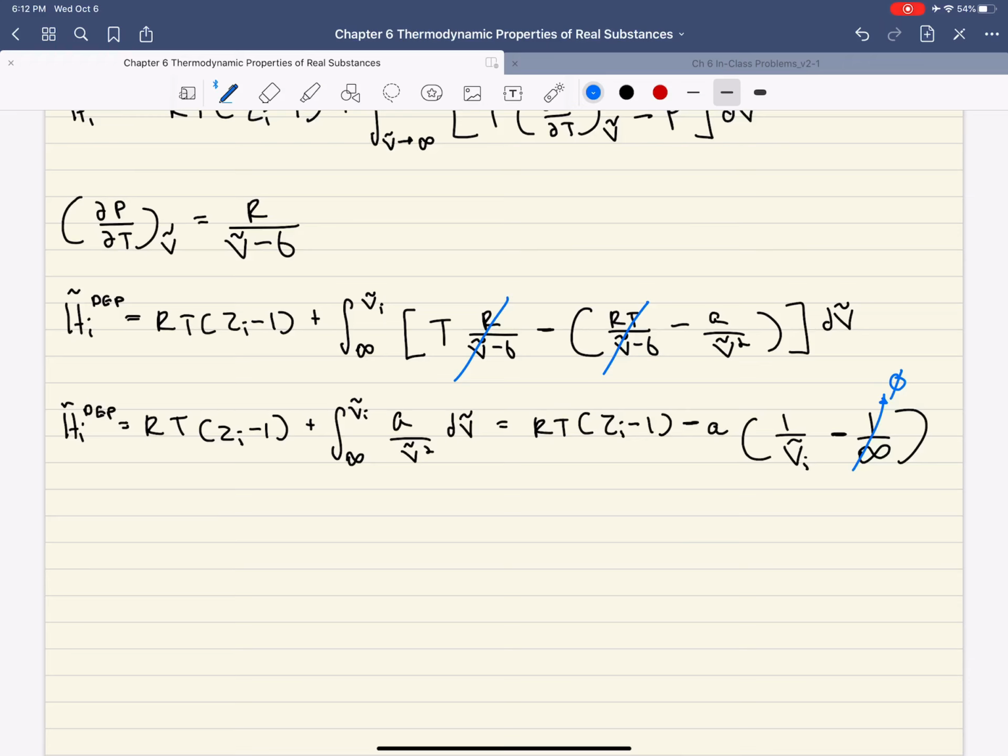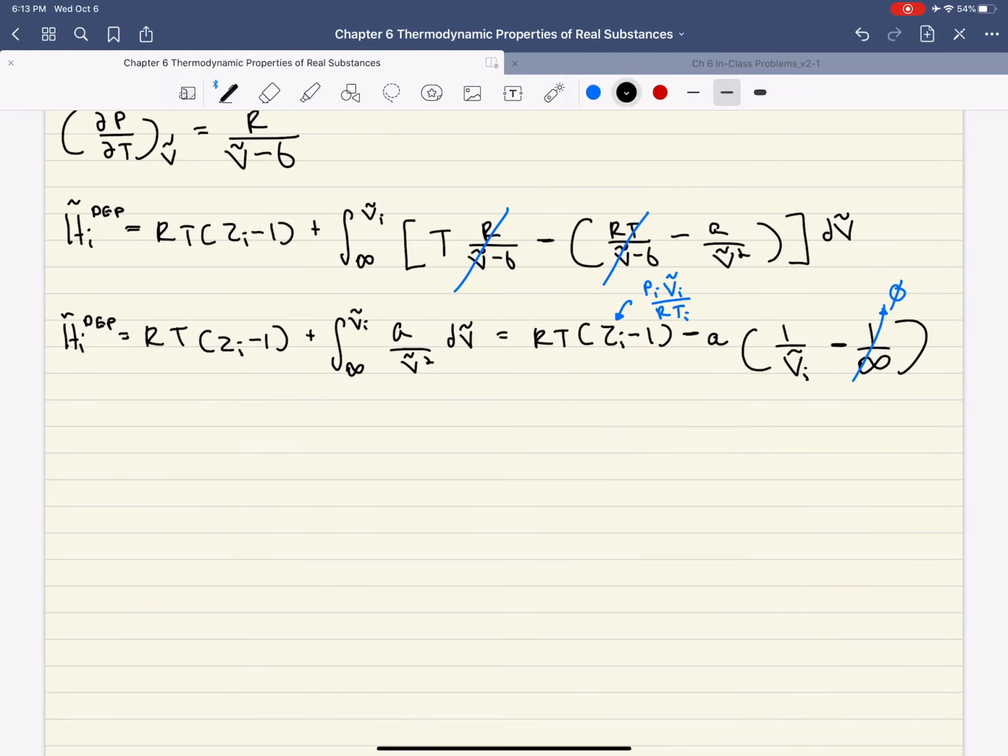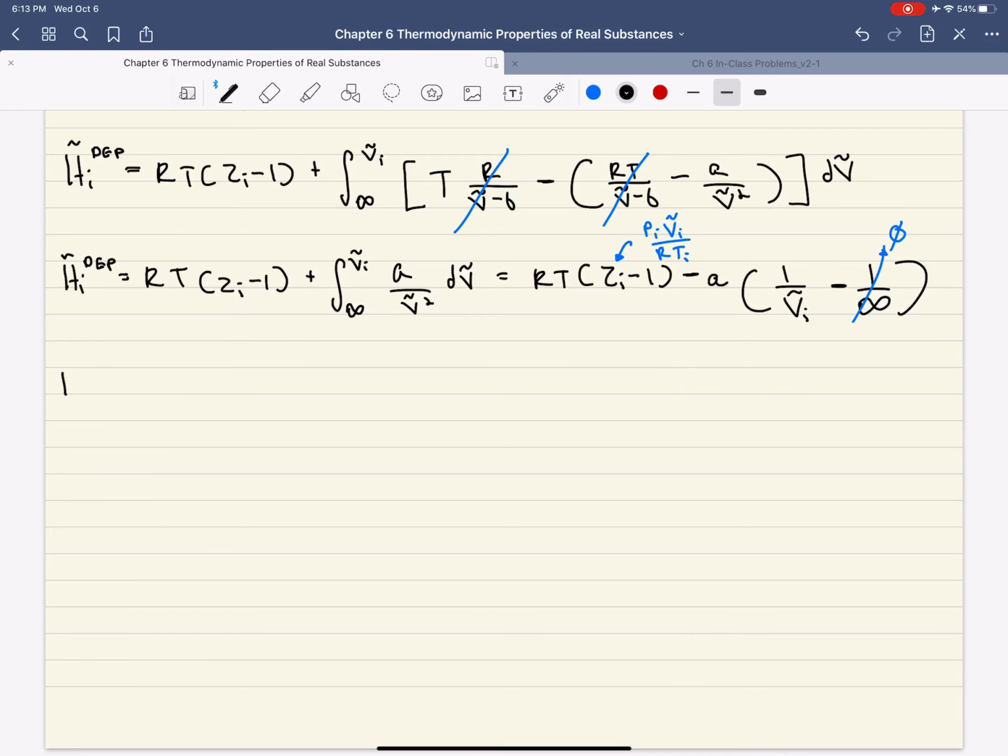And I want to remind you that this Z factor here is the compressibility factor. This is just P_i V_i over R T_i, from that virial equation of state. Okay, in any case, so for a departure function for the van der Waals equation of state, it simplifies down to this.